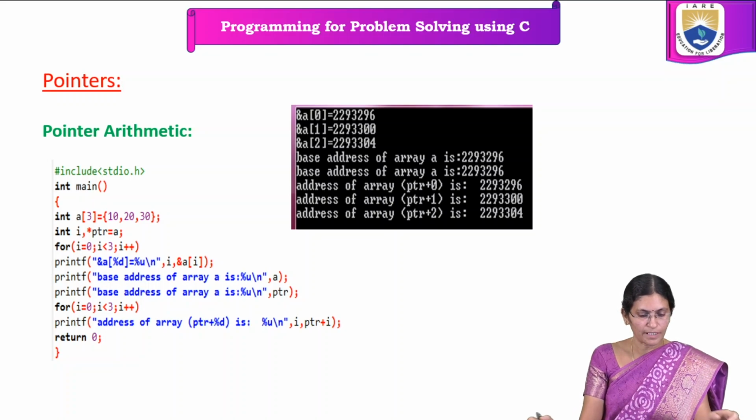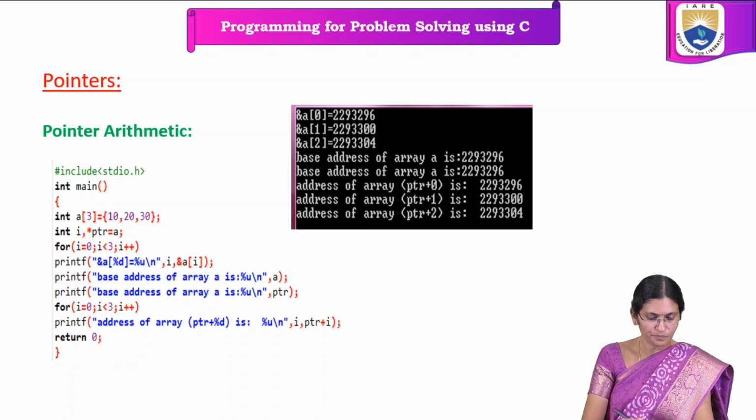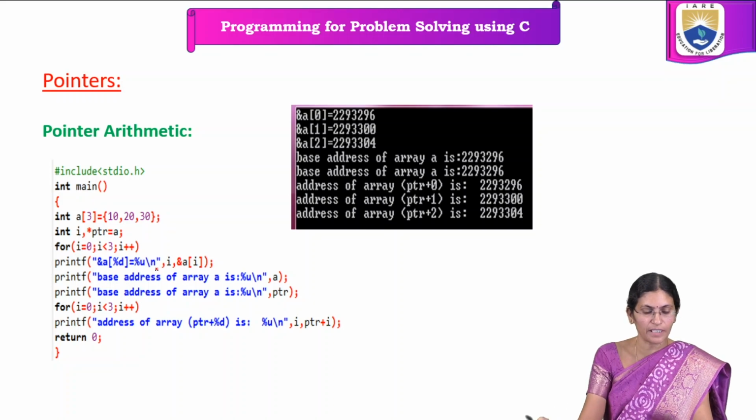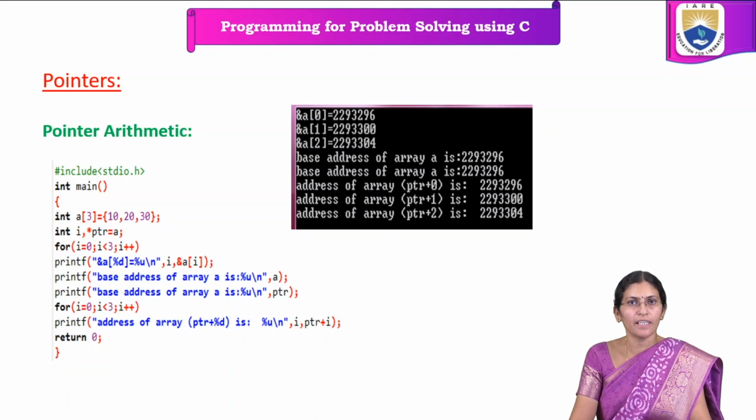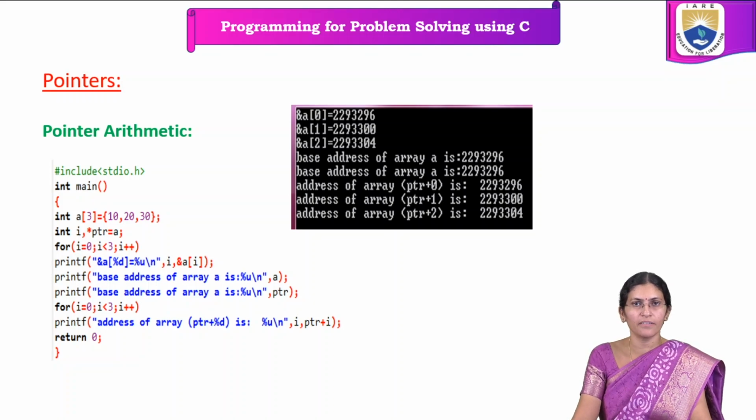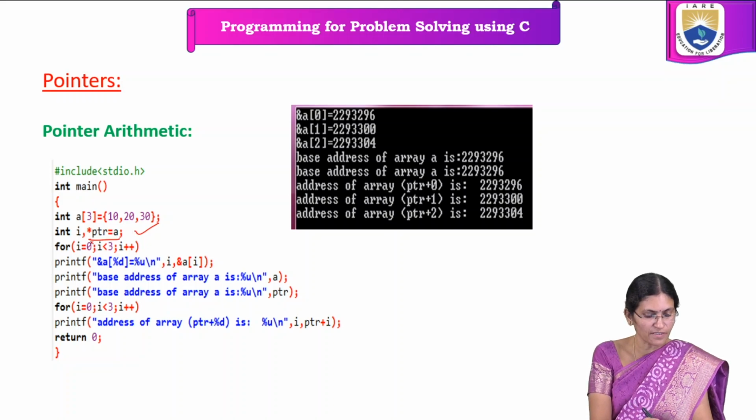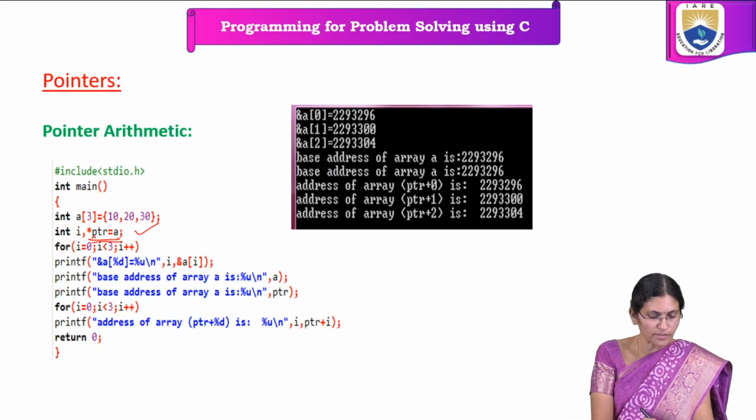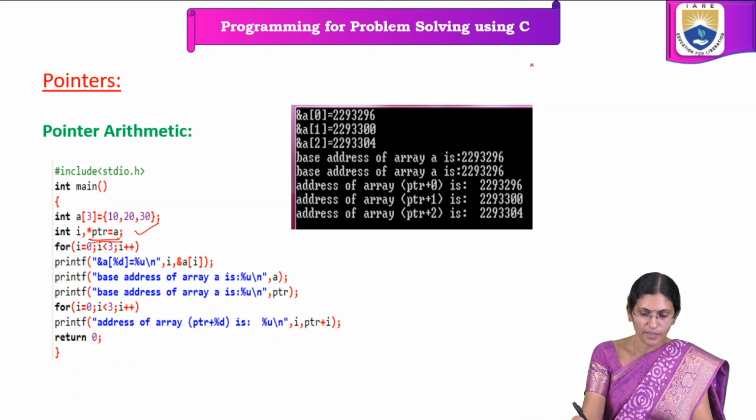Next, let us understand it with the help of pointers. We have taken the same example here. Array A is declared with 3 elements, 10, 20 and 30. And what we are doing here is declaring a pointer to the variable A. Since A stores the address of the first element of the array, that address is assigned to the pointer variable. We have seen how to initialize a pointer. So star ptr, its data type is integer.